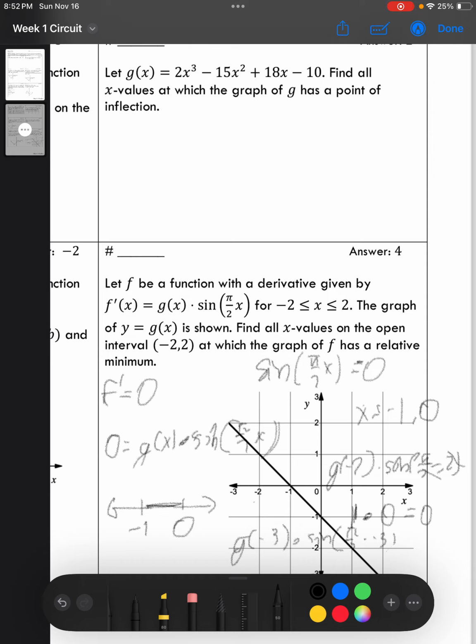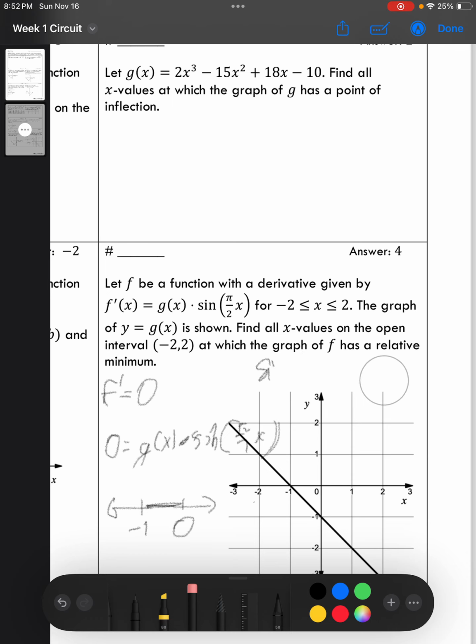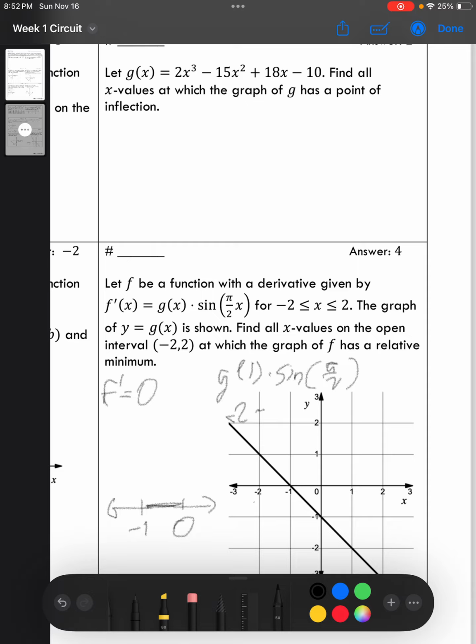Here, if the point we're testing is equal to 1, let's delete this. Actually, I don't think we need this either. Okay, so if the point we're testing is 1, that means that we need to check what this is. So sine of pi by 2, right? G of 1 is -2 times sine of pi by 2, which is 1. So this is -2, so this would be negative.